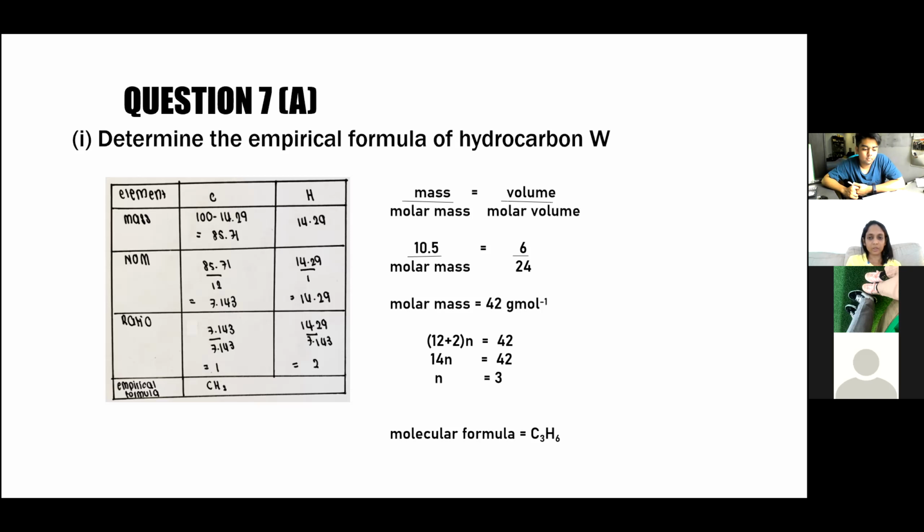Correct. Excellent explanation. Good. What is the mark distribution now? For which one? So 2, 2, 2. This is 2. And then molar mass finding, the answer is 2. And your molecular formula 2. So 2, 2, 2. Okay. Carry on.